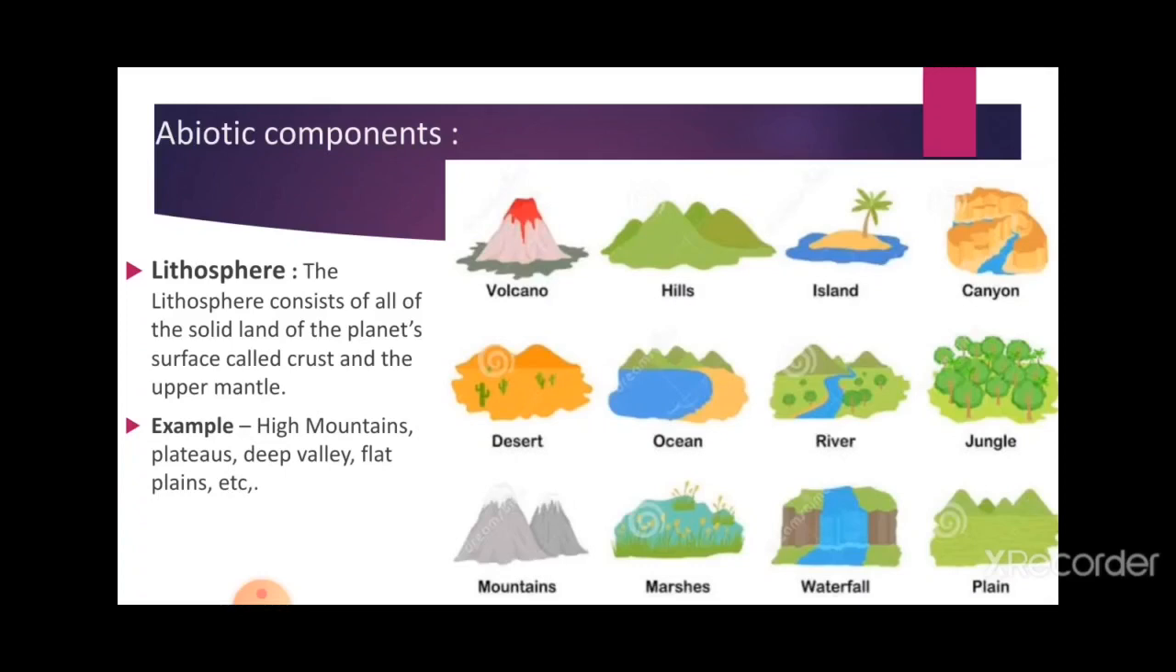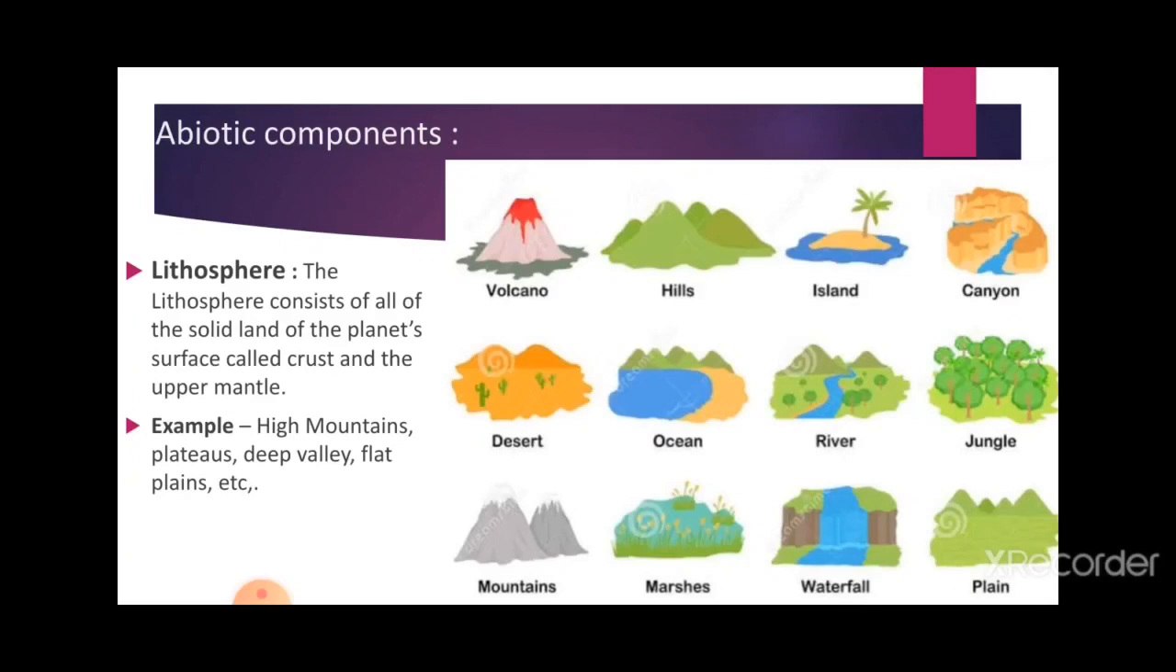Whatever industries we set up on the land surface, we also get the minerals and raw materials from the lithosphere. Suppose we want to establish an iron and steel factory, so we need to set up that industry on the land surface, definitely. And whatever raw material is required for making iron and steel, we have to dig out from the lithosphere. That is why the lithosphere is very important.